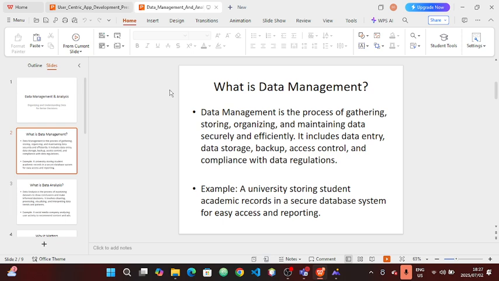I believe that's not here. Oh yeah, this is an example. A university storing students' academic records in a secure database system for easy access and reporting.